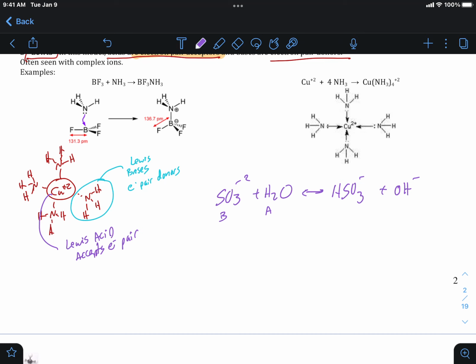Or pair these up for me. How can I pair these up? What do you think? Irina, can you match up some of these on the left to the right side? So the SO3 2- will become the HSO3-. So it becomes the conjugate acid. Good.